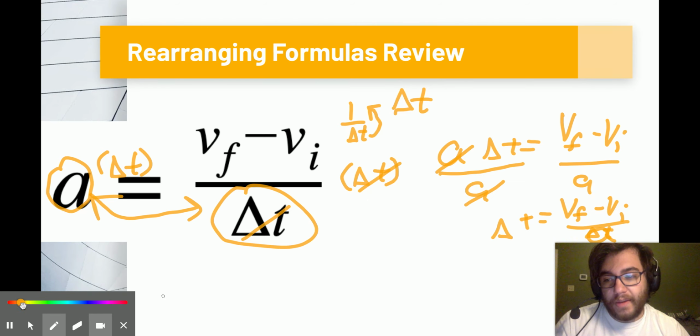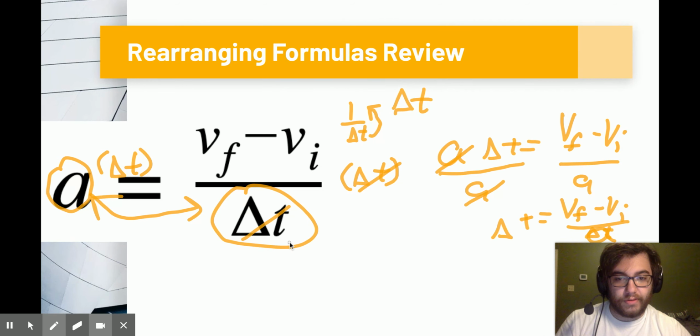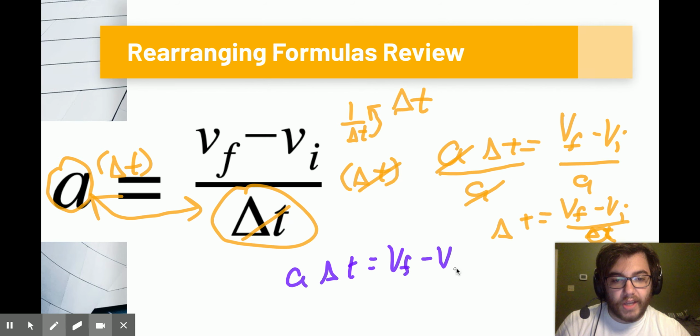Now let's say you made a minor mistake and the problem was actually asking to solve for VF or VI. So we start with the same thing. We gotta get VF or VI alone. So we are left with this part is equal to VF minus VI. Now, to solve for VF, all we gotta do is get VI to the other side. We do that by adding VI to both sides, and you're good to go.